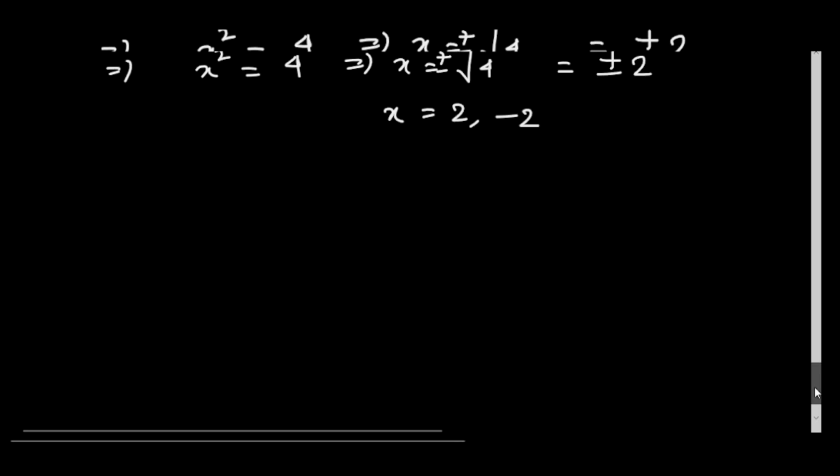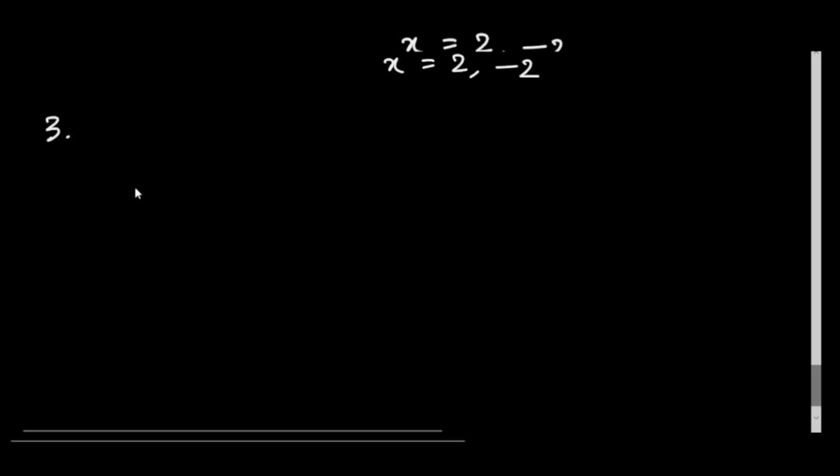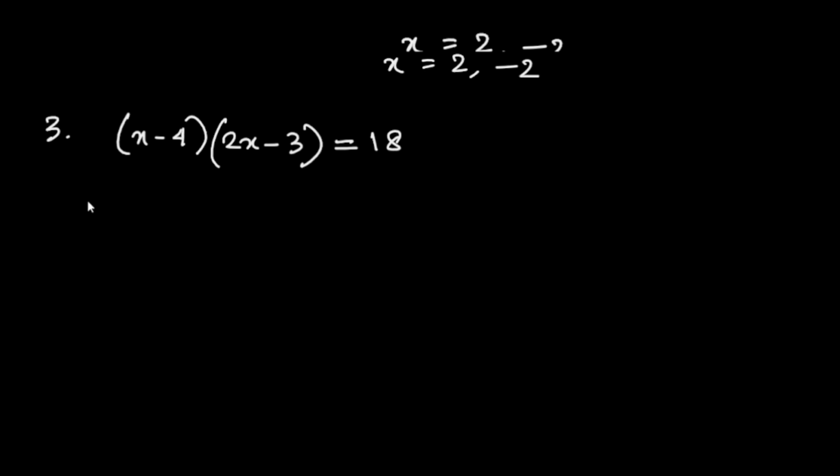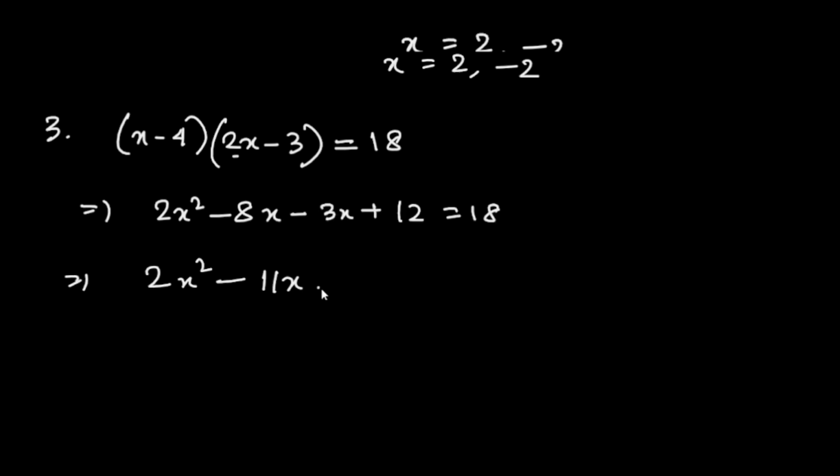Third question. The third question is x minus 4 into 2x minus 3 equals 18. If I multiply the left hand side, it will become 2x squared minus 8x, like 2x with x minus 4, then minus 3 with x minus 4, that means minus 3x plus 12 equals 18. If we simplify, it will become 2x square minus 11x. If I take this 18 to the left hand side, 12 minus 18, minus 6 equals 0.